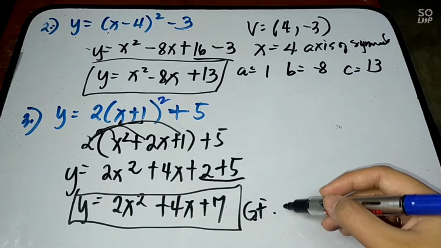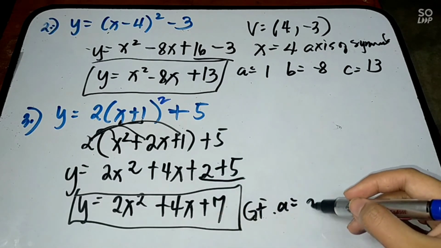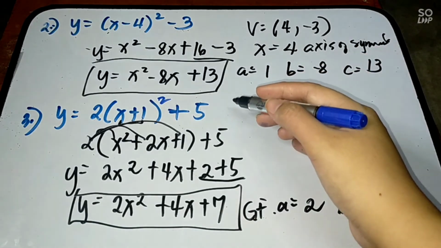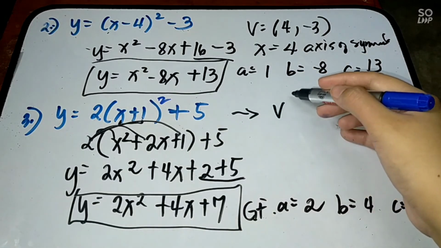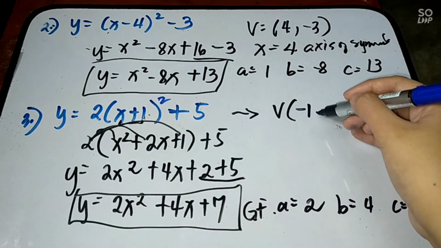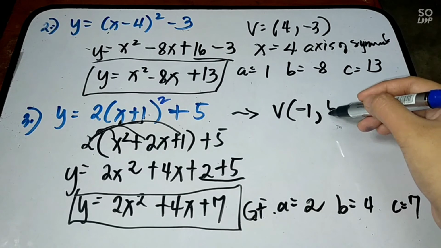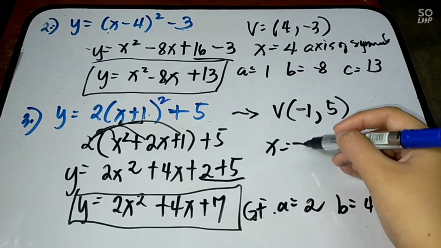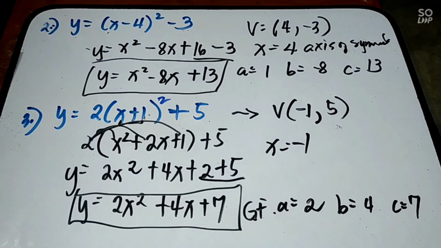Right? If you are going to find your A, your A is 2, your B we have 4, your C we have here 7. If you are going to find your vertex, we have here positive 1, just change it, that is negative 1. Your K, we have positive 5. If you are going to find the axis of symmetry, that is negative 1. Is it clear? Let us have the last example.